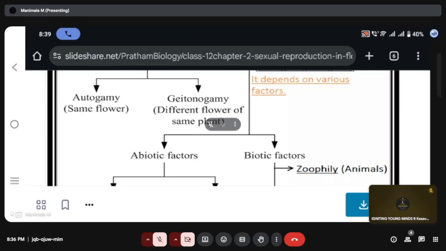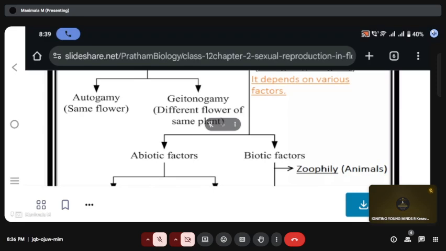Okay, the different flowers of the same plant. Here, the transfer of pollen grains from anther to the stigma of the flower present in the same inflorescence in the same plant. Cross pollination happens between flowers on the same plant. Please make a note of it. Transfer of pollen grains from the anther to the stigma of a flower which is present in the same inflorescence or in the same plant.